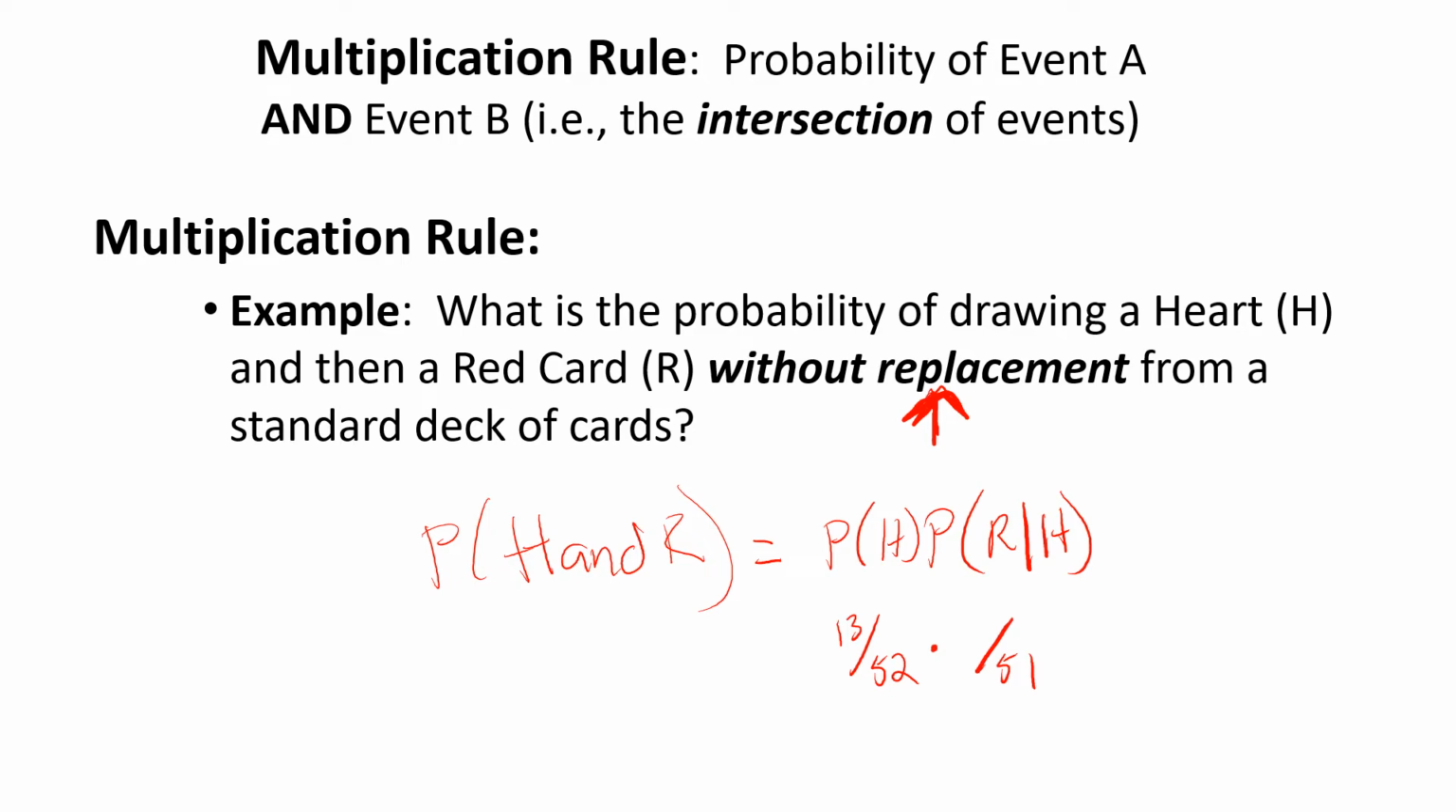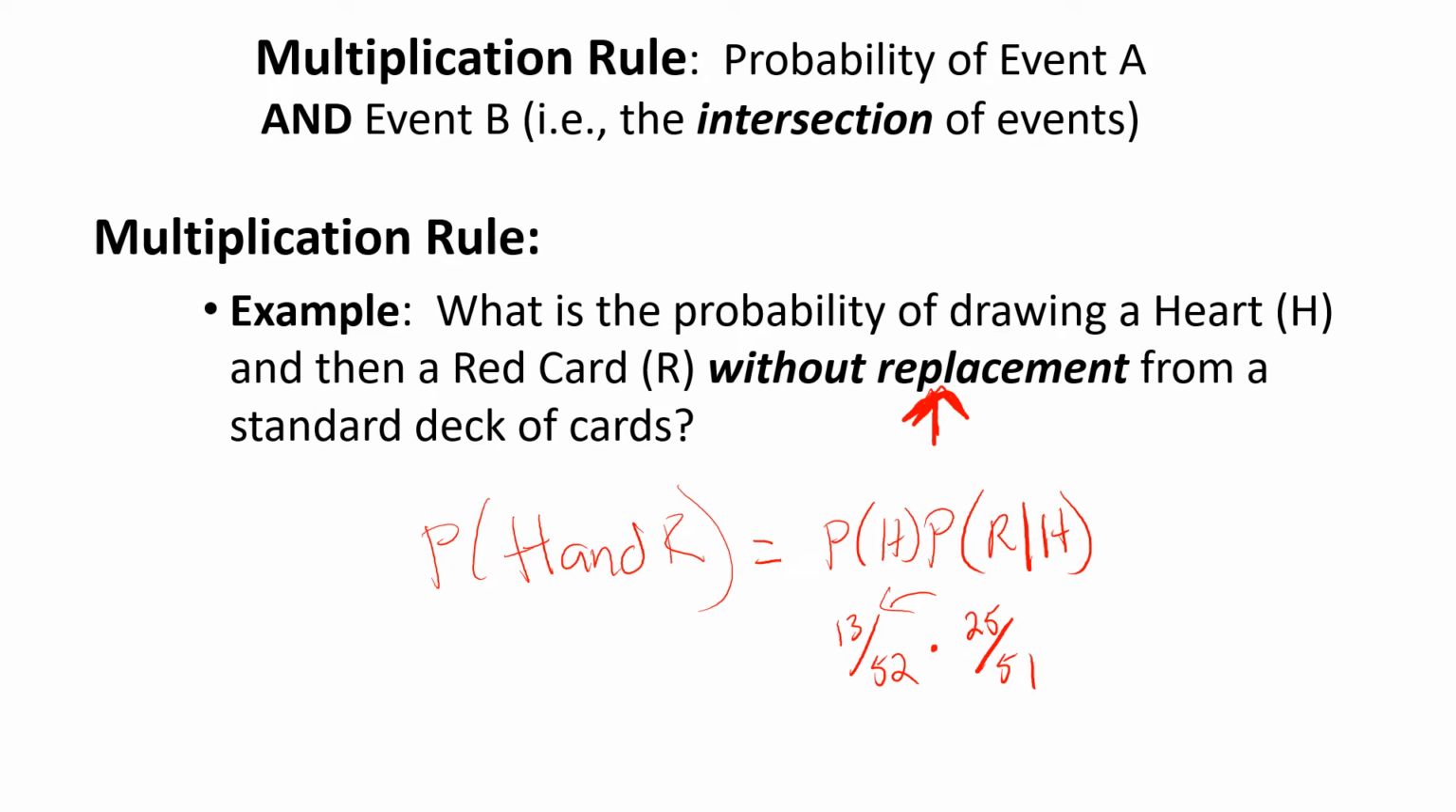But then how many red cards are there? Well, we've already taken one out. Normally there's 26, but we drew one here. So given that we drew a heart on the first one and didn't put it back, now there are only 25 red cards left. And then you'd multiply those out.